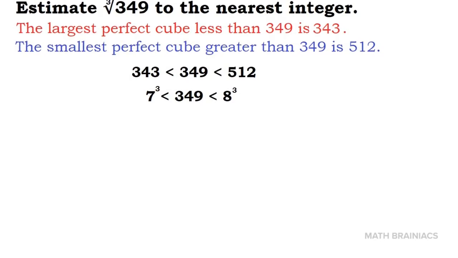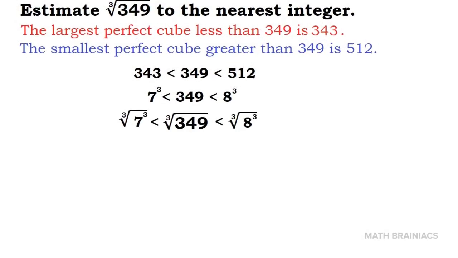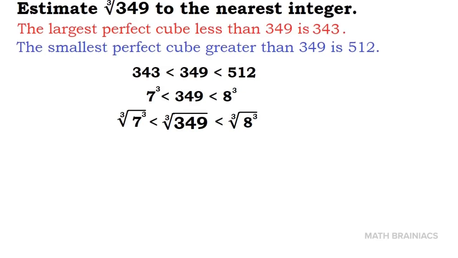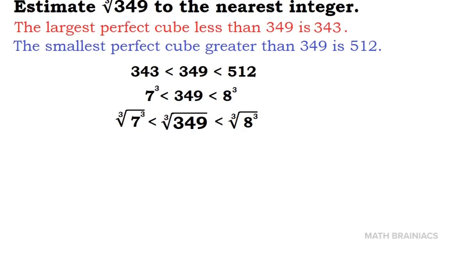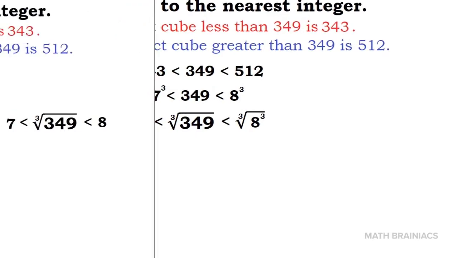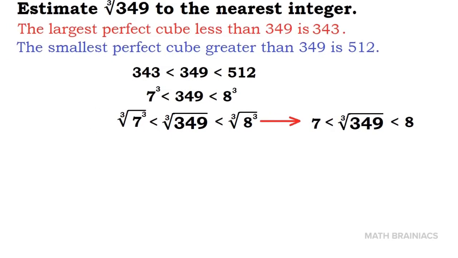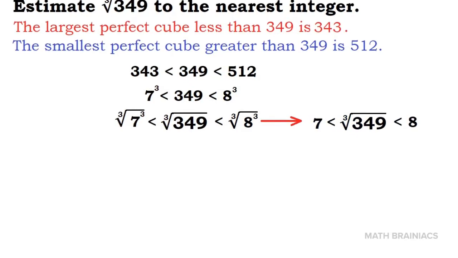343 is 7 cubed and 512 is 8 cubed. Finding the cube root of the inequality, we can come up with cube root of 7 cubed less than cube root of 349 less than cube root of 8 cubed. Simplifying the cube root of each number, it will give us 7 less than cube root of 349 less than 8.